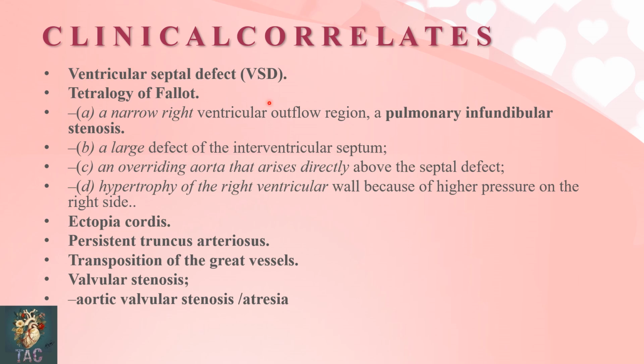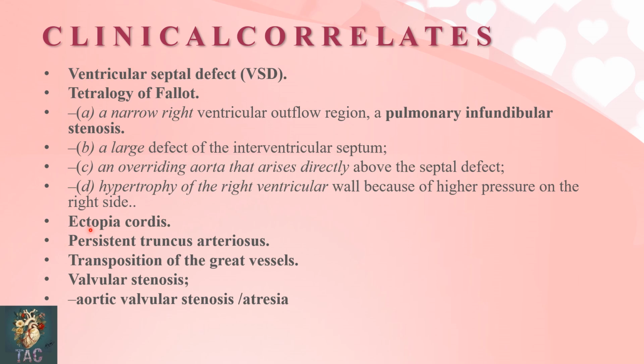So this is a summary of the clinical correlates. We have studied ventricular septal defects. We have studied the tetralogy of Fallot, which is actually a pentalogy. We also studied the right ventricular outflow region, in which we have pulmonary infundibular stenosis, a large defect in the interventricular septum, overriding of the aorta, and hypertrophy of the right ventricular wall.